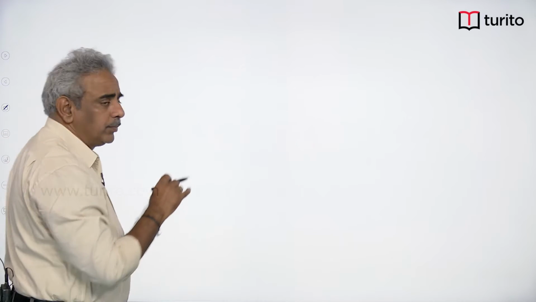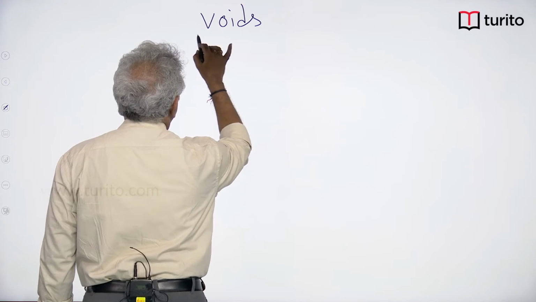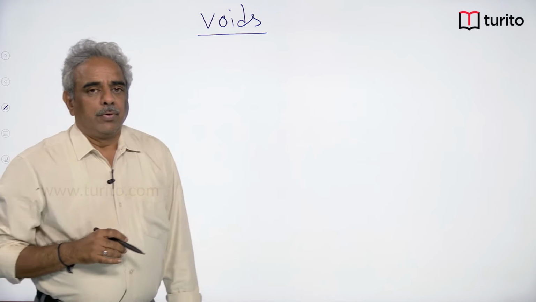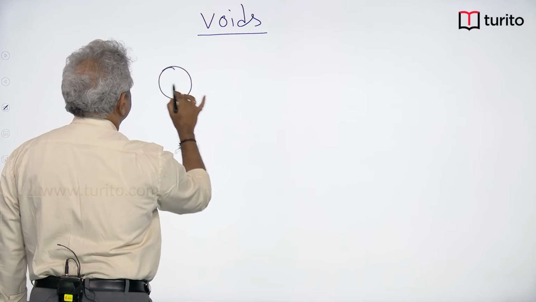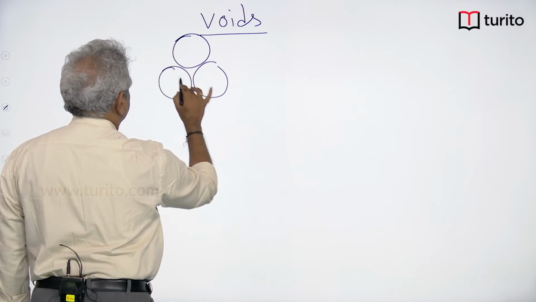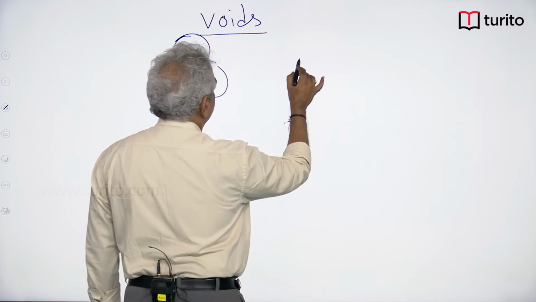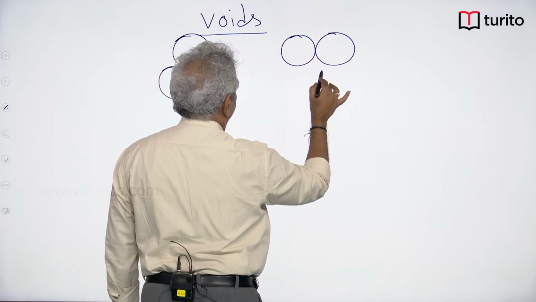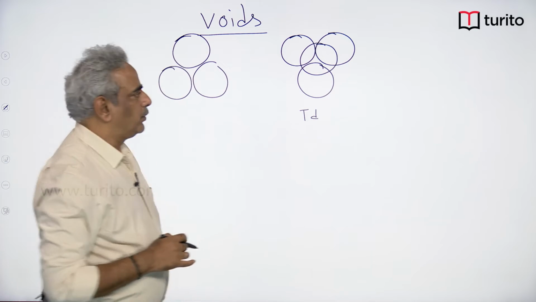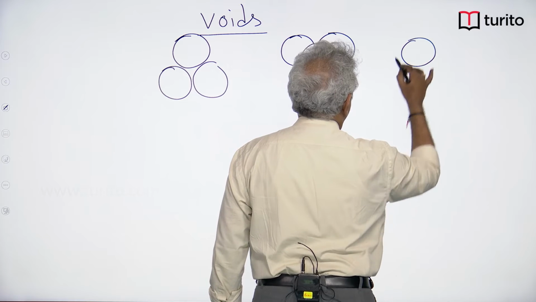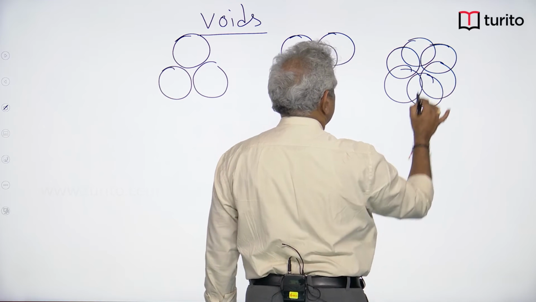Anyhow, we will see the voids. We have already discussed so much about the voids. Suppose you have got 3 spheres like this, this is a triangular void. If you have 3 spheres and 1 sphere on top of this, this is a tetrahedral void. If you have 3 spheres like this, and in the opposite manner you have 3 more spheres, this is an octahedral void.